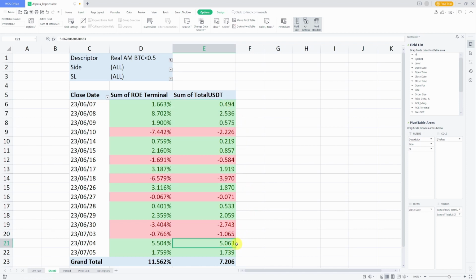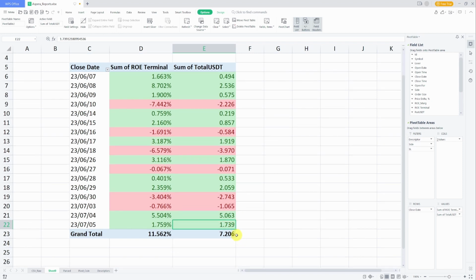Yesterday was quite good. Today it's midday right now, so maybe it's gonna improve. But really what I'm looking for is to have like 3 or 4 consistent days. And then we could think about maybe increasing the order size to get more USDT.